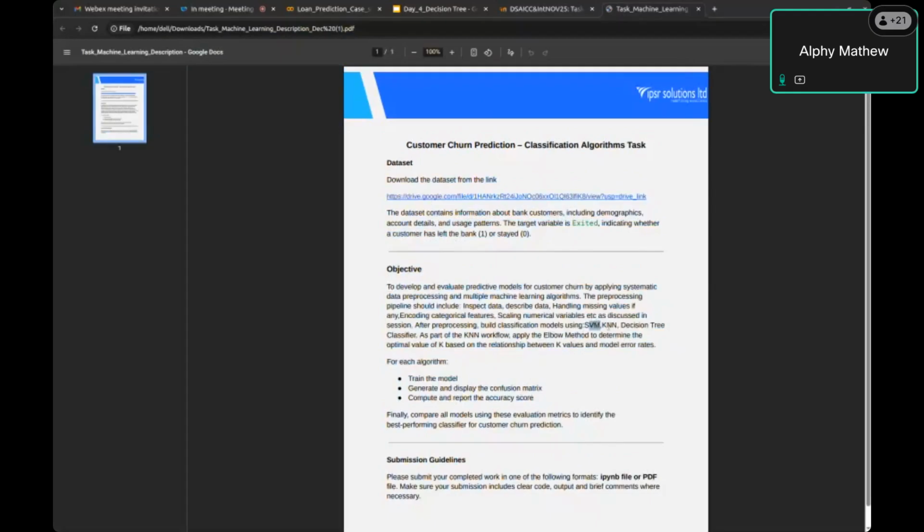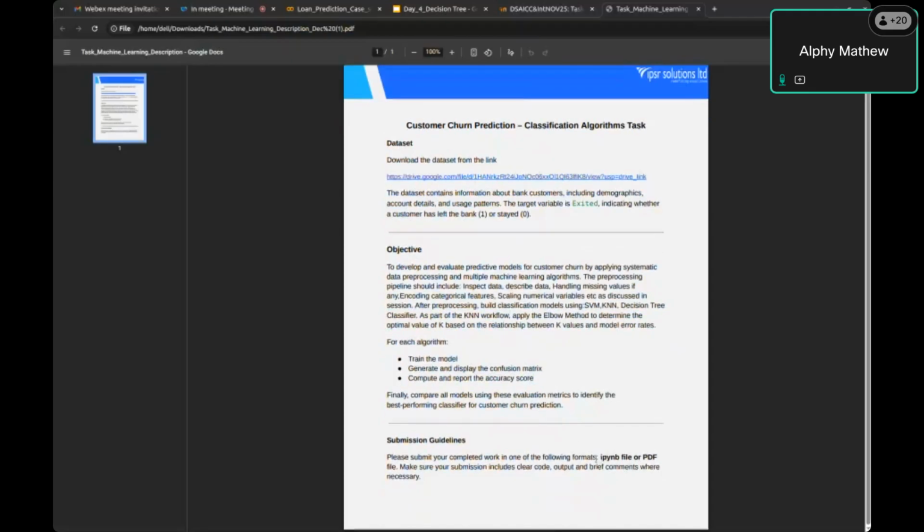You need to try SVM, KNN, and decision tree classifiers, at least 3 algorithms. If you are interested, you can also try any other algorithm after learning it. It is not mandatory. The minimum objective is that whatever we studied in SVM, KNN, and decision tree classifiers, you need to work out on that dataset. All the preprocessing steps you need to try out, train the model, print the confusion matrix, and print the accuracy score. And you need to submit either an IPYNB file or a PDF file.